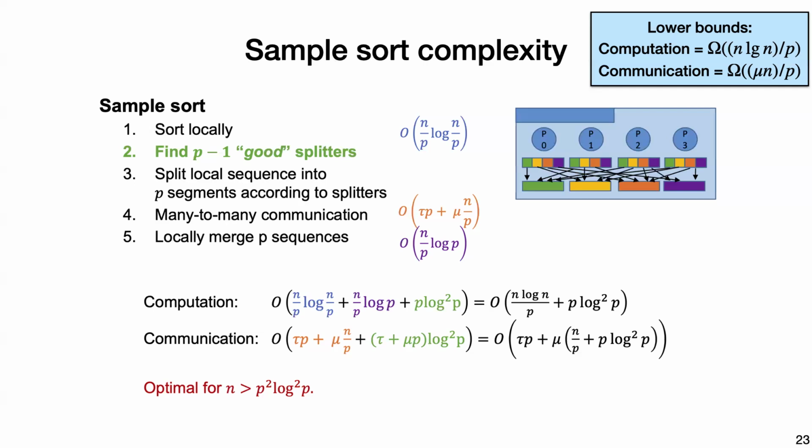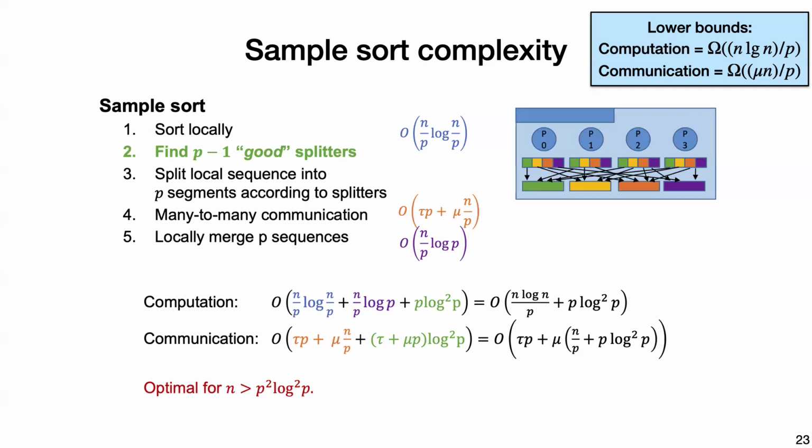And also the computation time is, for large n, this term is bigger. N grows, but p doesn't usually grow. P is kind of like fixed in your machine. Yeah. So that's the end of simple sort.